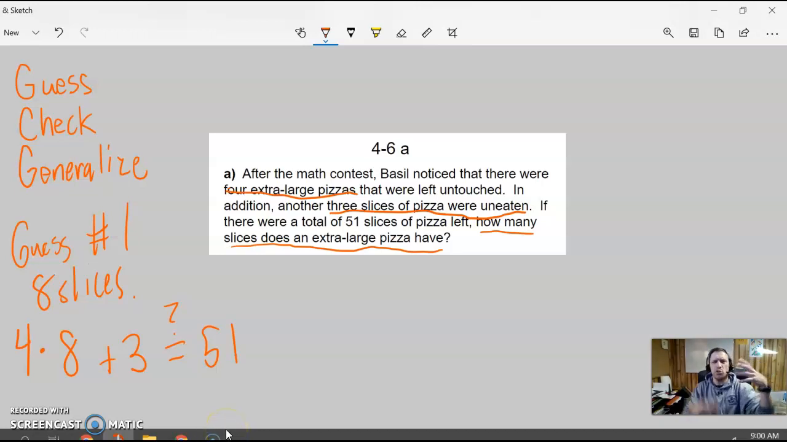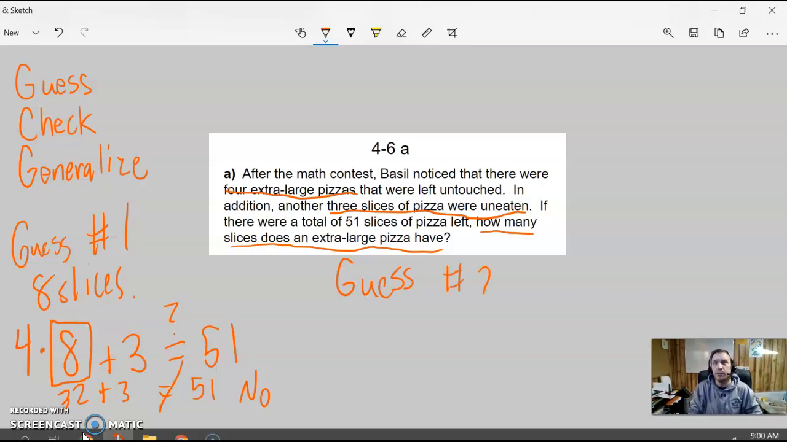Did you follow? So we guessed 8 slices. That's not anywhere else in here, but we guessed this number. So what is 4 times 8? It's 32. 32 plus 3, that's 35. So that is not 51. So I do this. I say, nope, that didn't work. So let's guess another one.